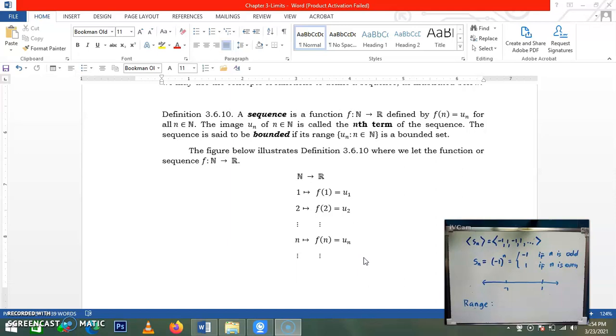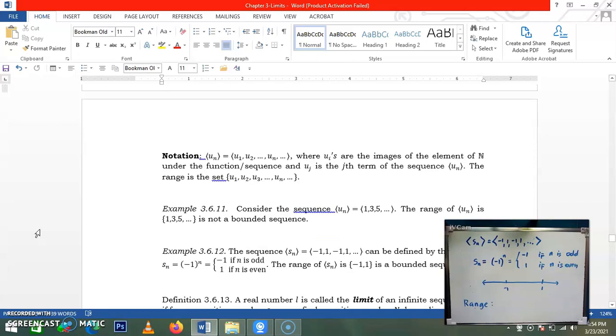Now, how do we determine whether the sequence is bounded or not? This is very simple, because to determine if the sequence is bounded or not, we will just look into the range of the function. If the range here is bounded, we say that the sequence is bounded. Otherwise, the sequence is not bounded. Now, let's try to have an example.